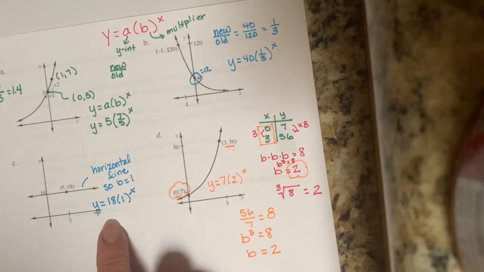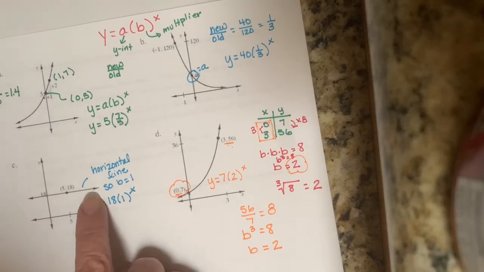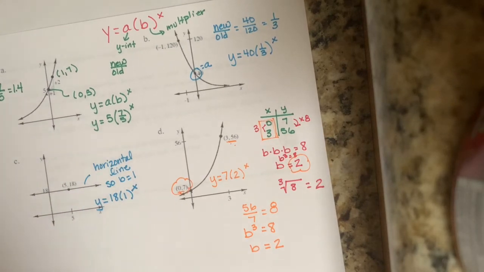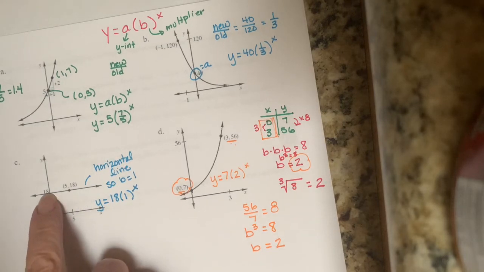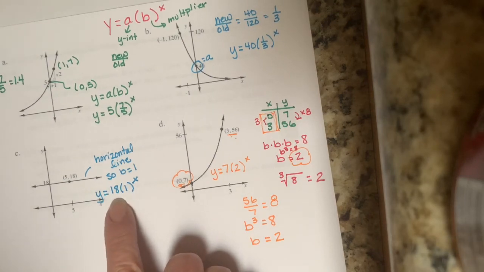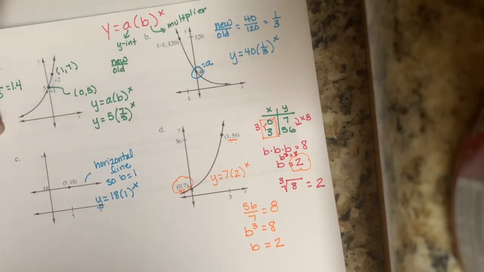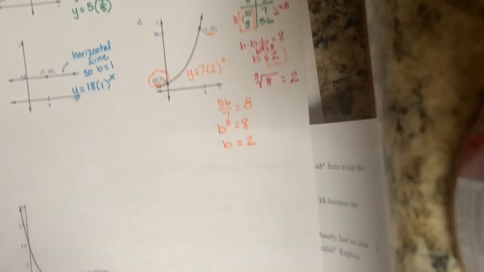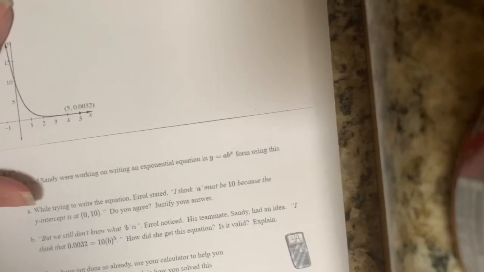On question C, it is a horizontal line. That horizontal line is actually going to mean that our multiplier has to be 1. And so the y-intercept is 18. So I get y equals 18 times 1 to the x power. Next, I'm going to move on to problem 67. Problem 67 I have here on 2 different sheets of paper, and these problems were just copied out of your book.